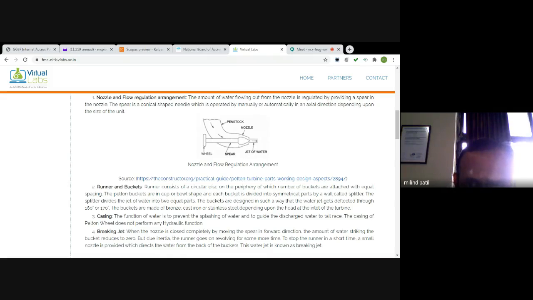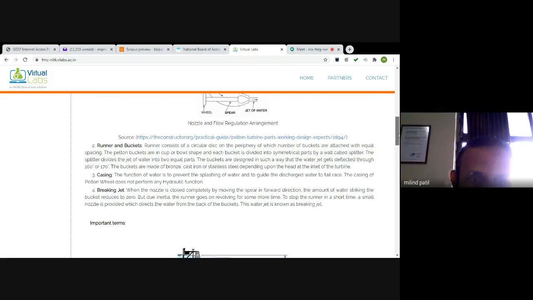The buckets are provided on the periphery of the runner. The buckets attached to the runner have a bowl shape, or we call it a hemispherical shape. These are symmetrical in shape and these buckets are arranged in such a way that the jet of water after striking the bucket at its center gets split into two different directions and this will be deflected by an angle of 160 to 170 degrees, as we discussed during your theory lectures.